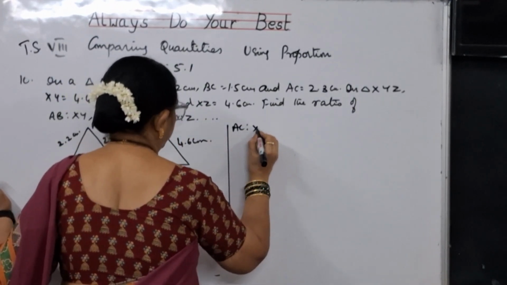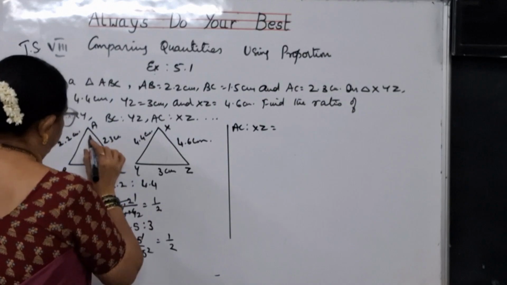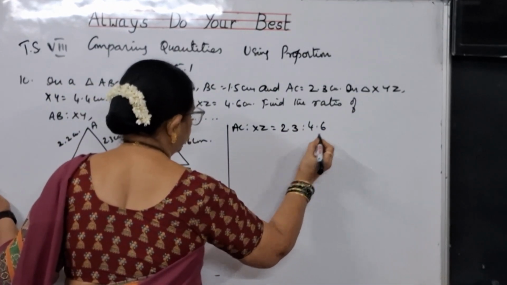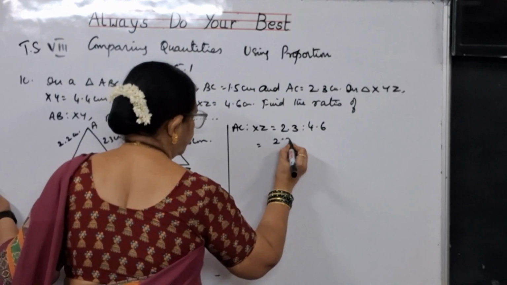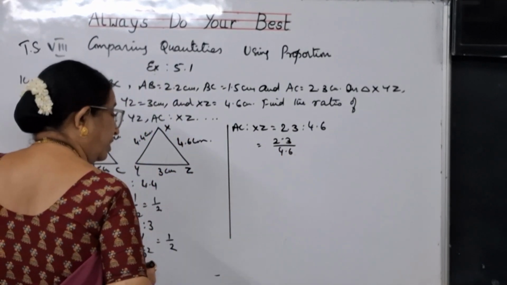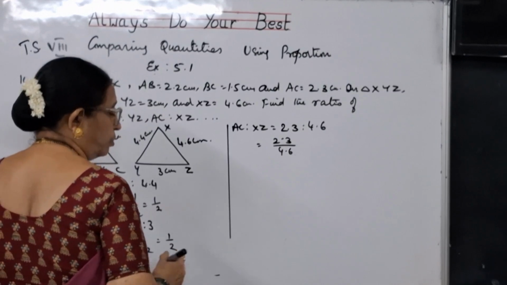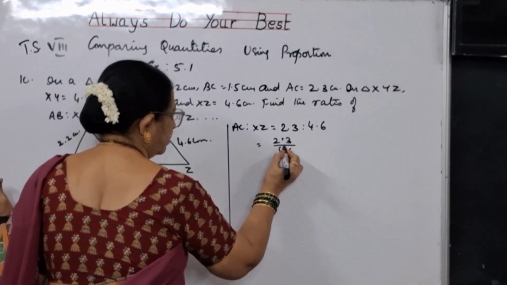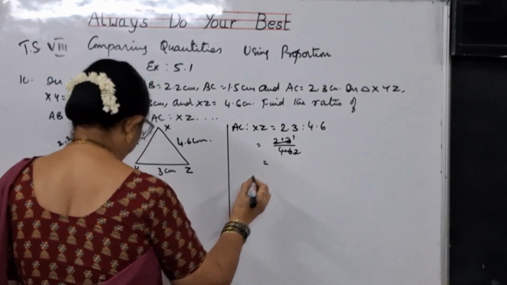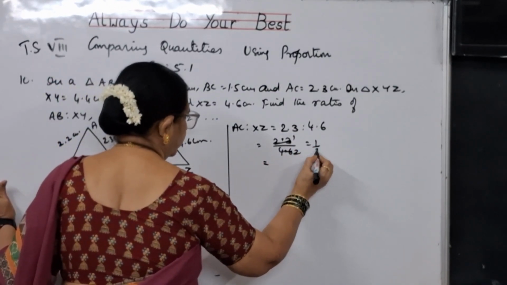AC is to XZ. What is AC? AC is 2.3 is to 4.6. That is 2.3 by 4.6. Definitely 2.23, 2 3s are 6, 2 2s are 4. So the decimals will be cancelled, 1 by 2. So you are getting its value also is equal to 1 by 2.